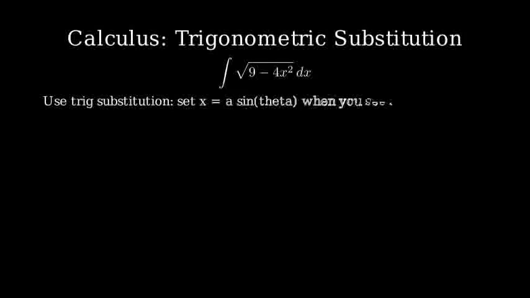When we see a square root with a constant squared minus a variable squared, we'll set the variable to be a constant times sine of theta. Here, we'll let x be 3 halves times sine of theta.